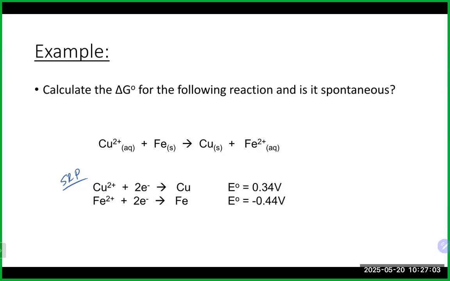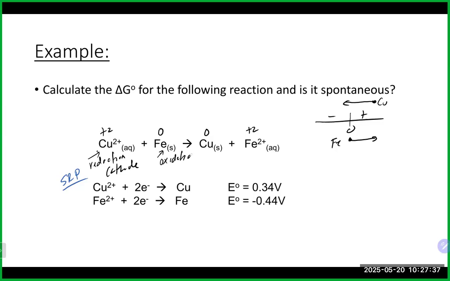Okay, so let's take a look. In this case, we are given an equation, so we should see what's going on. That's +2, that's 0, that's 0, and that is +2 there. So our copper is going from +2 to 0, becoming more negative. So that is going through reduction, and that means that is my cathode. Here, the iron is starting at 0 and ending at +2. It is becoming more positive, which means it's going through oxidation, and that is my anode in this case.